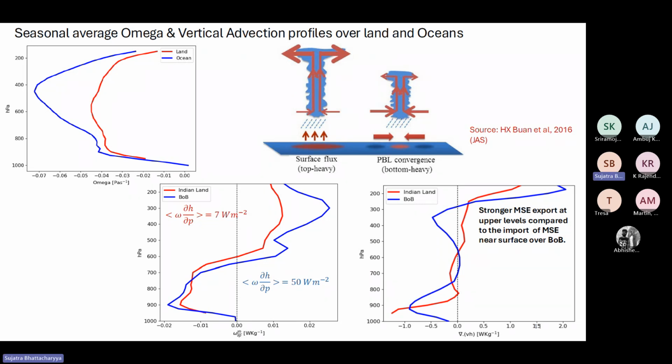So I have actually looked at this particular paper by Guan et al. They are trying to understand, using vertical advection of moist static energy, over the West Pacific and the East Pacific Ocean, and they're trying to come up with a particular theory. I'm applying that theory here. Let me just show.